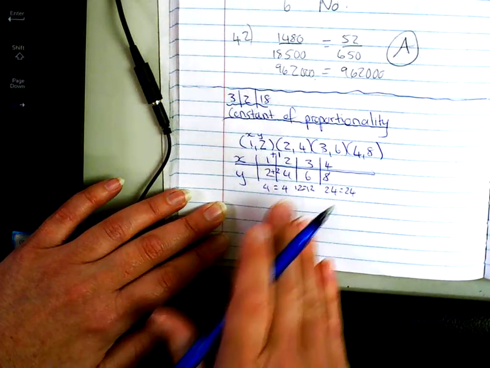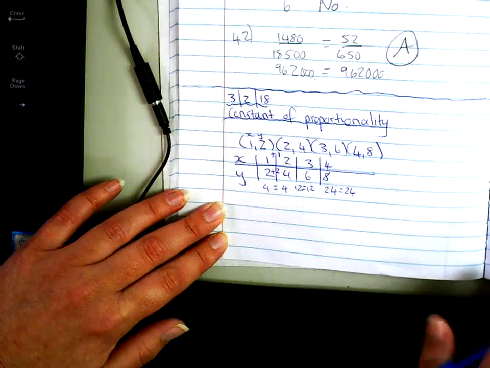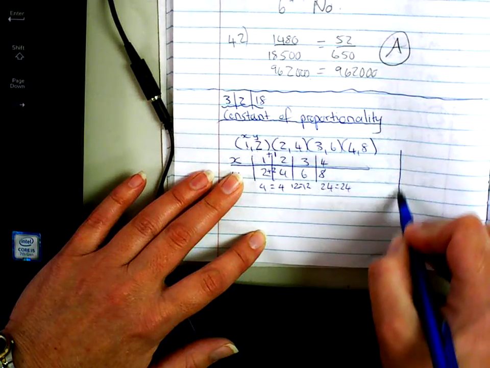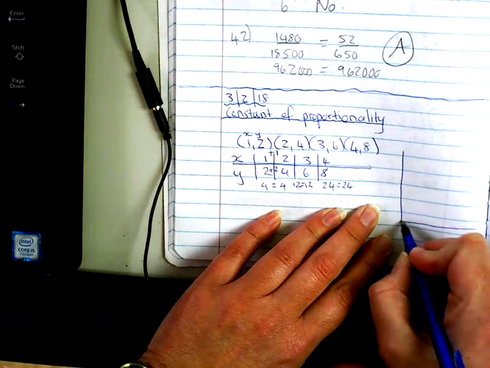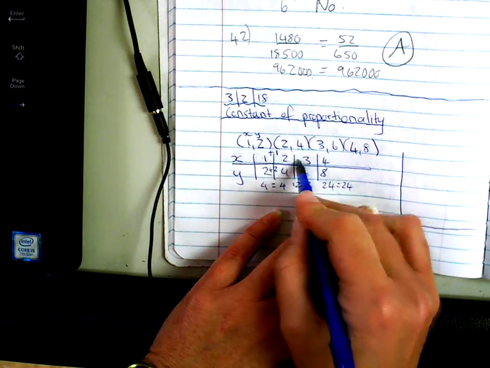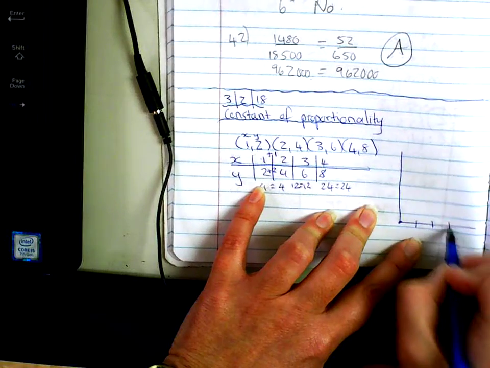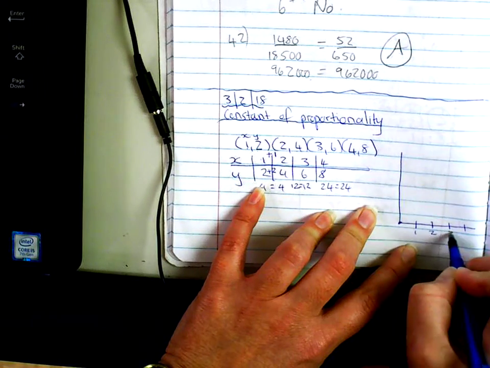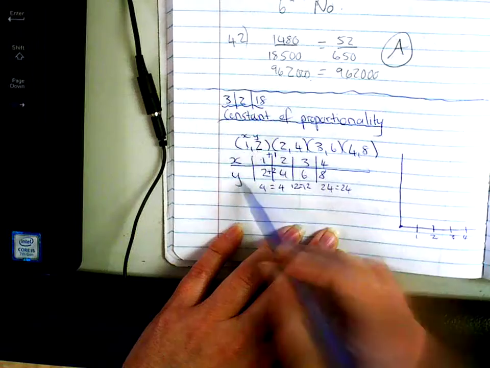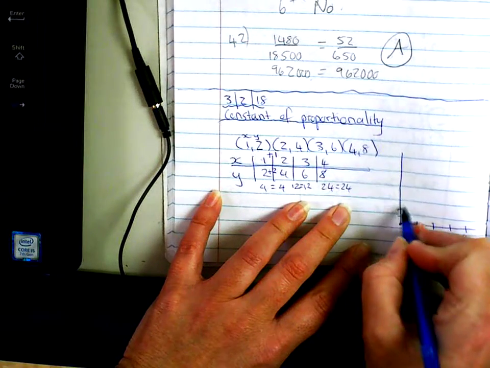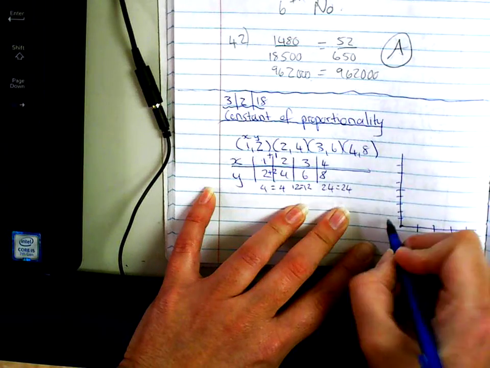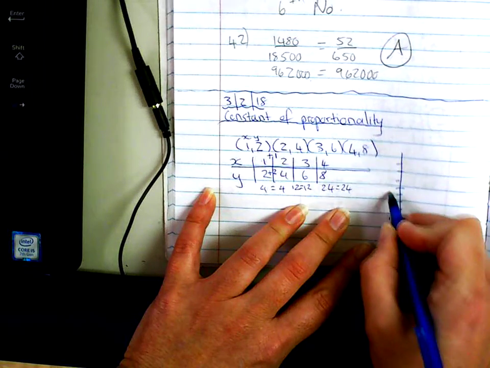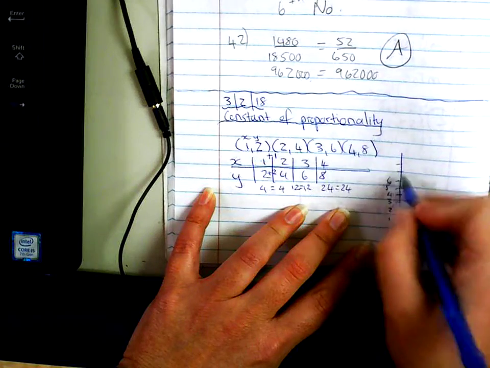Now I'm going to draw this so that you understand better what it means, okay? Here is my coordinate plane. I'm going to make 0, 0, and I'm going to make x 1, 2, 3, 4. And I'm going to make y 1, 2, 3, 4, 5, 6, 7, 8, so that it goes up to 8.